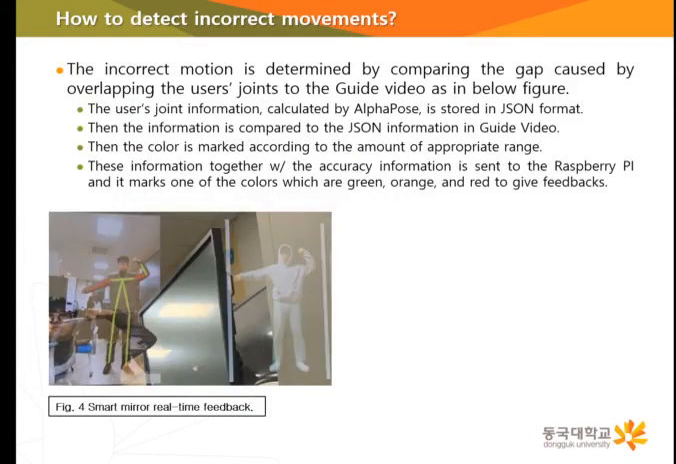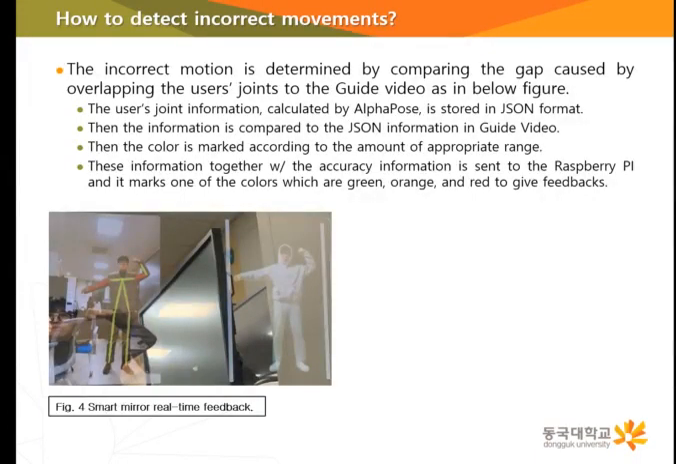So how can we detect the incorrect movement? The incorrect motion is determined by comparing the gap caused by overlapping the user's joint to the guide video, as in the figure below. Figure 4 shows the smart mirror real-time feedback.